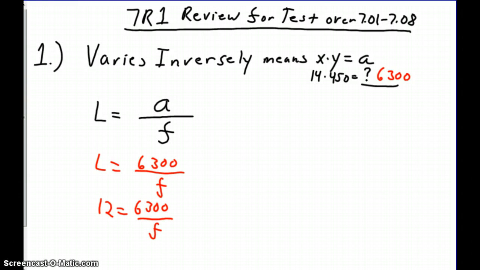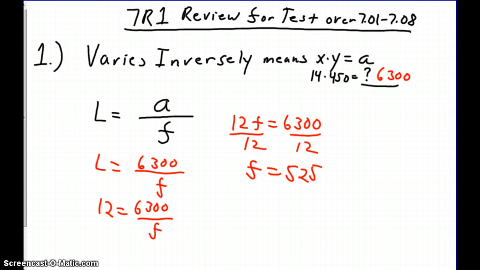So that means then what? That 12F equals 6,300. So you're going to divide both sides by 12, and you'll find out that the frequency equals 525 cycles per second.